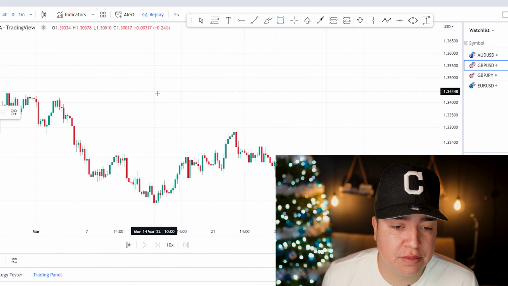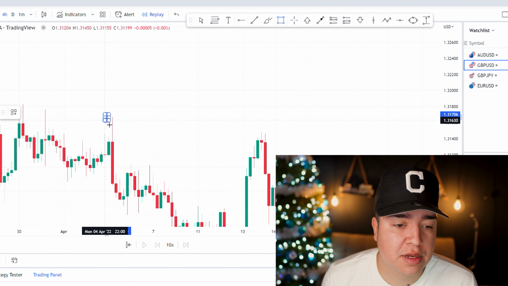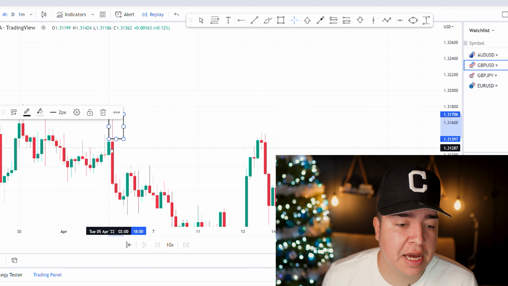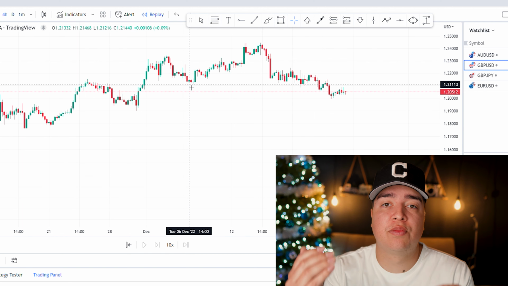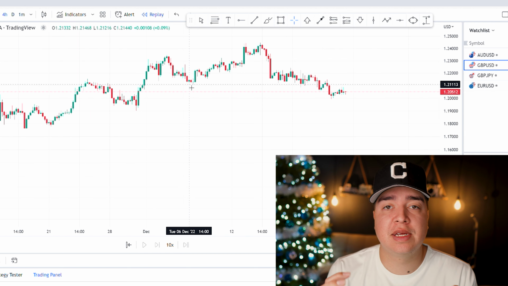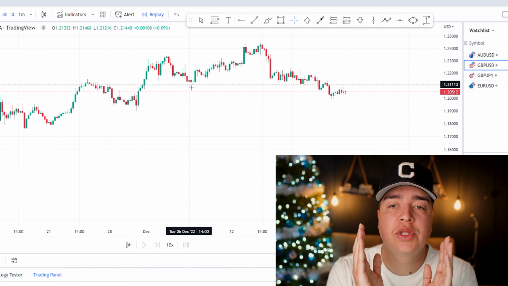See these wicks right here? Let me zoom in. This right here is a wick, right? This is the candle body and this is the wick, right? Basically like a tail. When that's rejecting a support or a resistance, it's respecting it. It's not disrespecting it. It's not going through and breaking it.